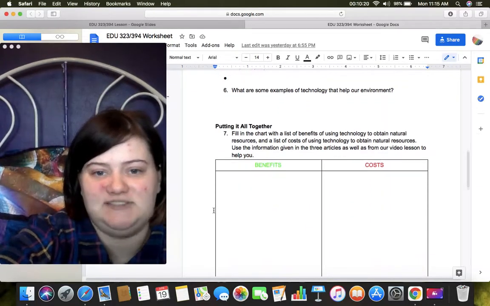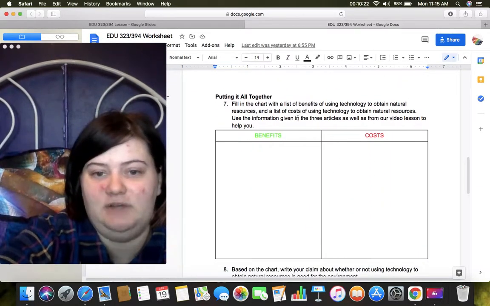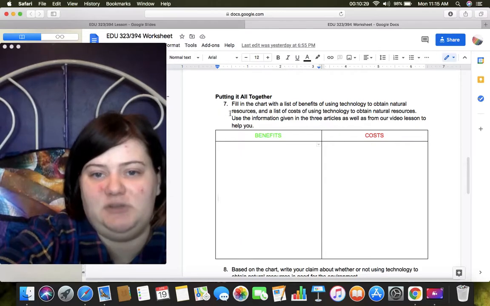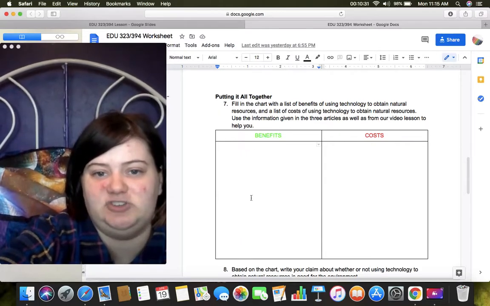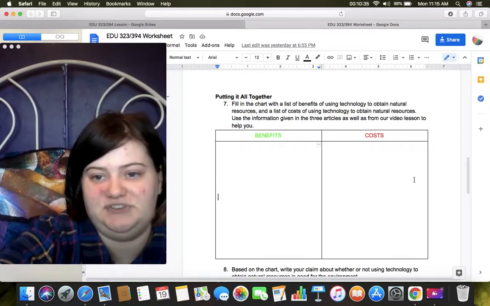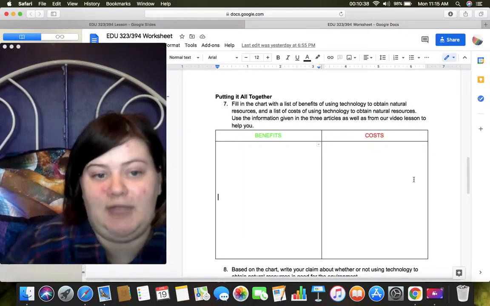So putting all that together, I have a chart for benefits and costs. You can write on it as you please. So question 7 is, fill in the chart with a list of benefits of using technology to obtain natural resources and a list of costs to obtain natural resources using technology. And you can go either way with this.